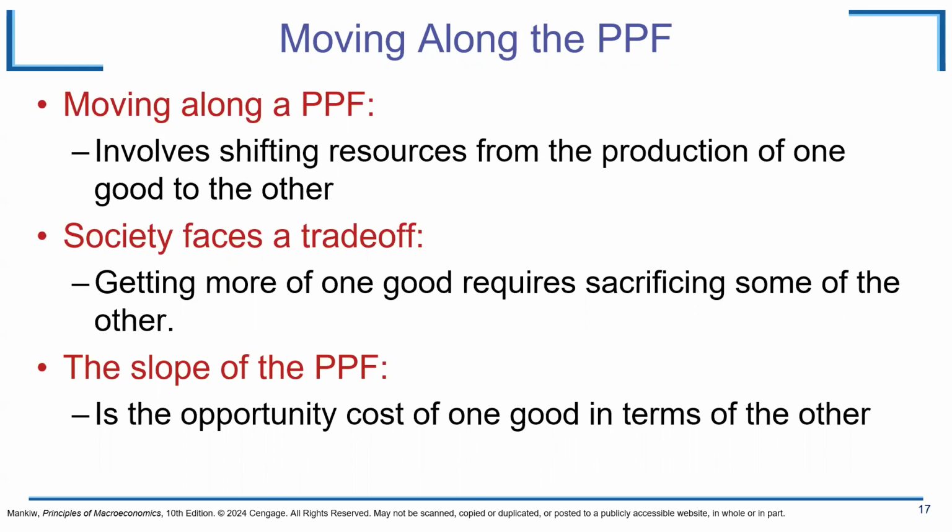So that is why the slope of the PPF is like this. It is the opportunity cost of one good in terms of the others. If you want to increase one unit of one good, you need to reduce the production of certain units of the other good. So that actually leads to the downward sloping of the PPF.